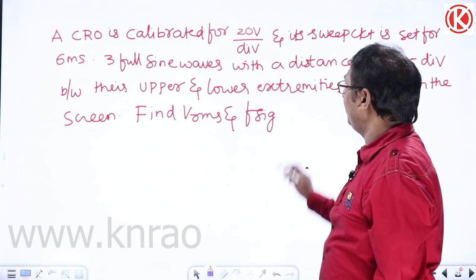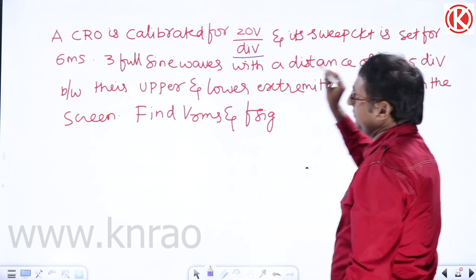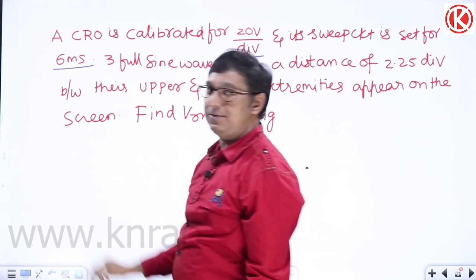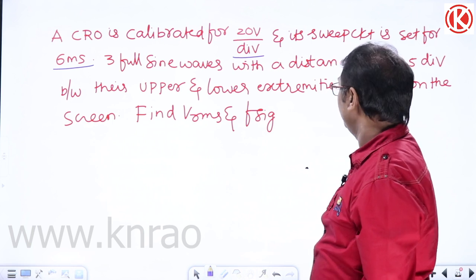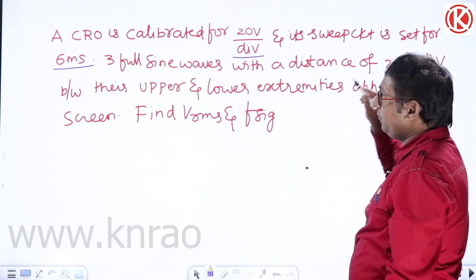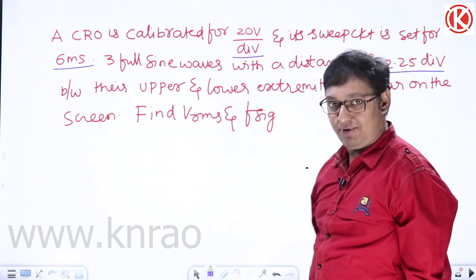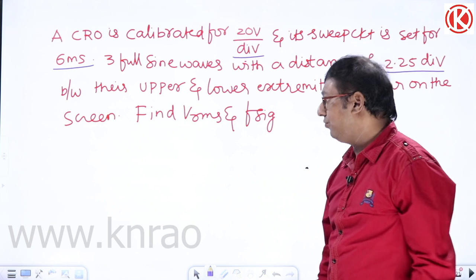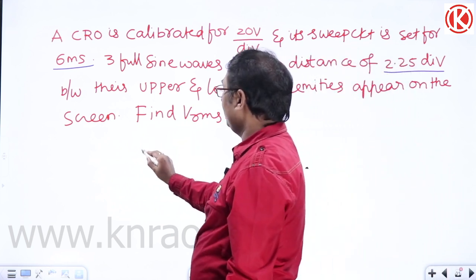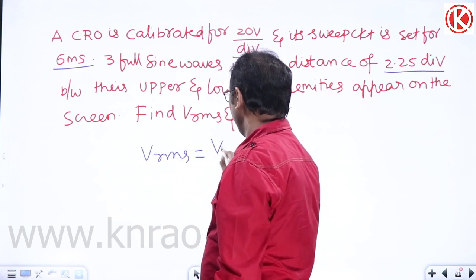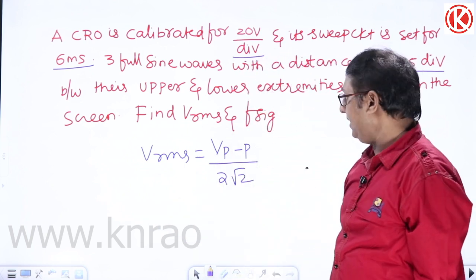A CRO is calibrated for 20 volts per division and its sweep circuit is set for 6 milliseconds. 3 full sine waves with a distance of 2.25 divisions between their upper and lower extremities appear on the screen. Okay, V peak to peak is given as 2.25. Find VRMS and F signal. What is the VRMS formula, sir? VRMS formula, V peak to peak by 2 root 2.